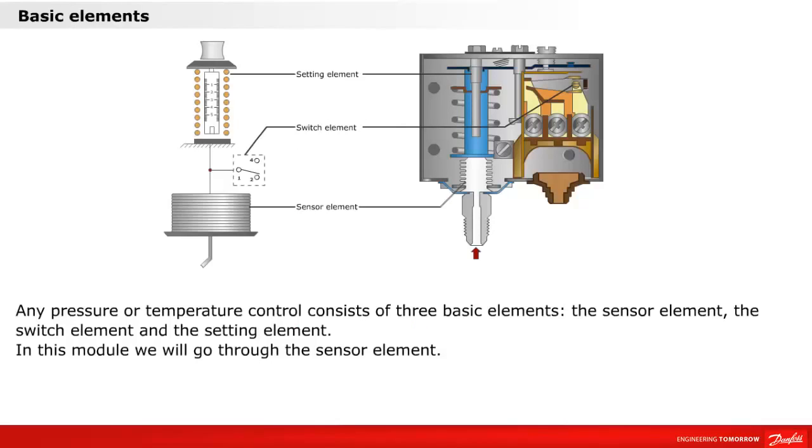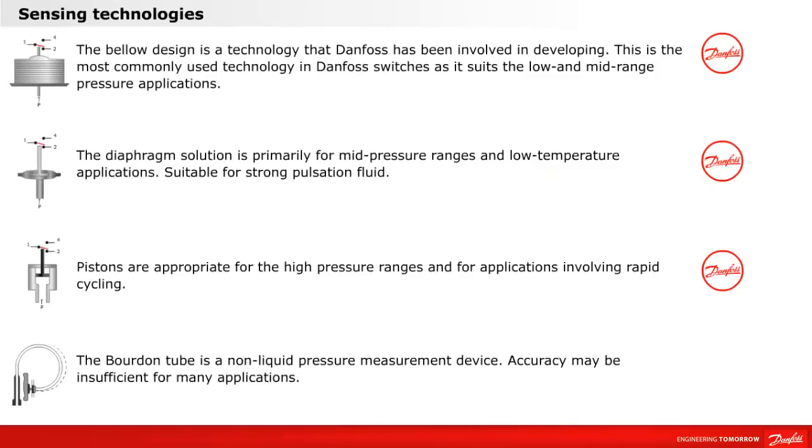Any pressure or temperature control consists of three basic elements: the sensor element, the switch element, and the setting element. In this module, we will go through the sensor element. Here are four of the most common technologies used in pressure and temperature switches.